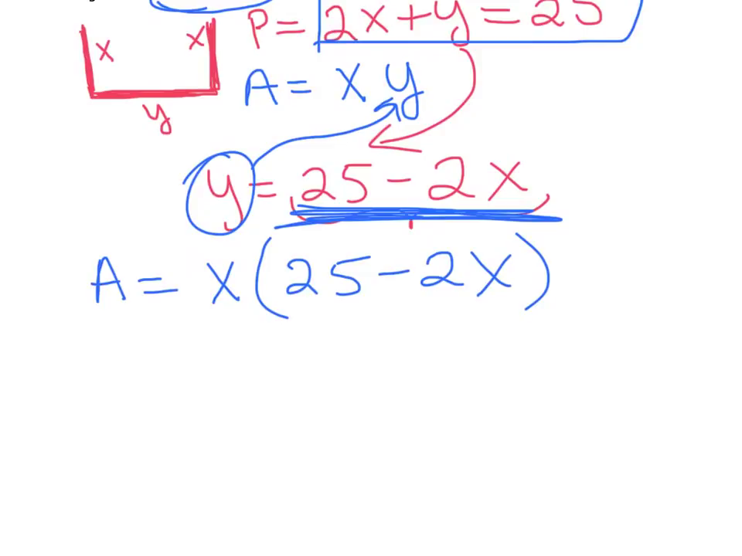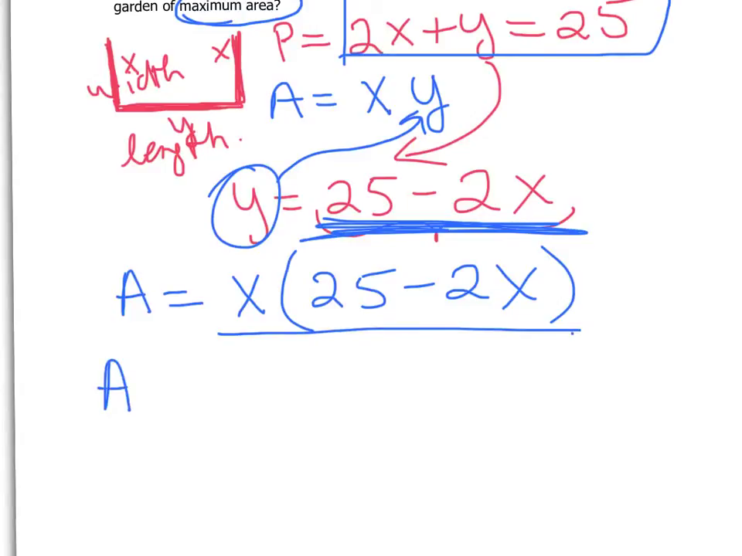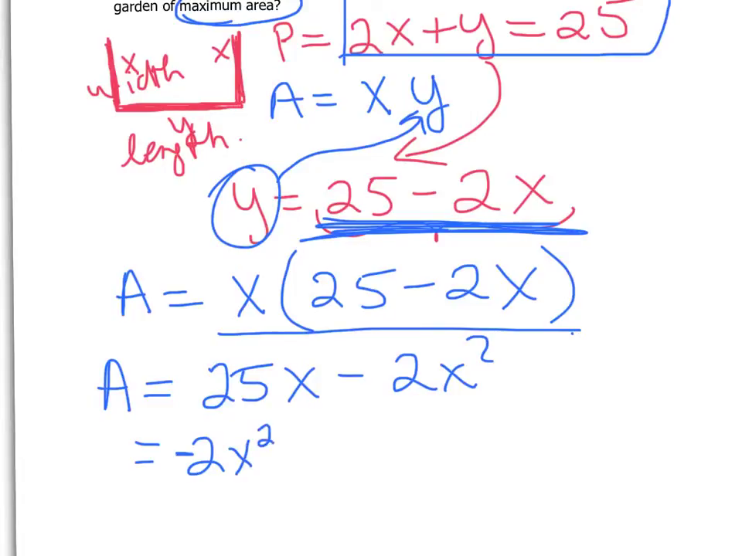Now, while we're doing this, we should also remember that X, we could call that our width. So let's just keep that over here. We'll call X our width and Y our length. And now let's multiply this through and rewrite it so that it looks like an x squared plus x plus constant thing. Okay, rewrite that so you have your a term out in front, giving us minus 2x squared plus 25x. And we want to know what is going to maximize this right here.